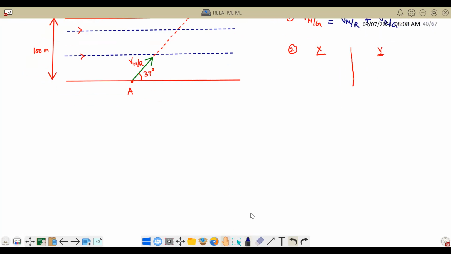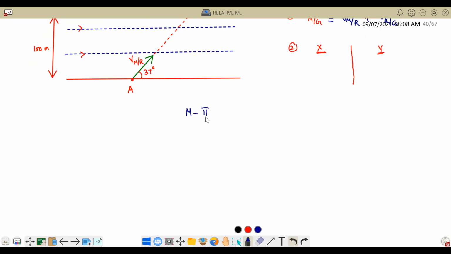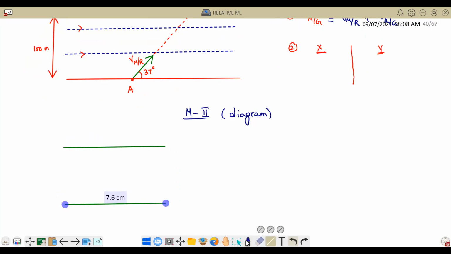Next, method 2 is called the diagram method. Whatever we write in equations, we'll put in the diagram. That's all. See here, very easy one. They have given the velocity of man with respect to river. First of all, is the river flowing? With what velocity? 5 meters per second. So the velocity of river is 5 meters per second. Keep it like this.